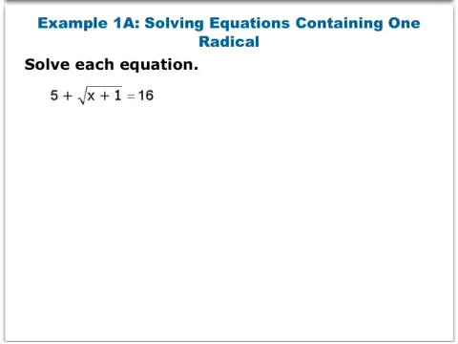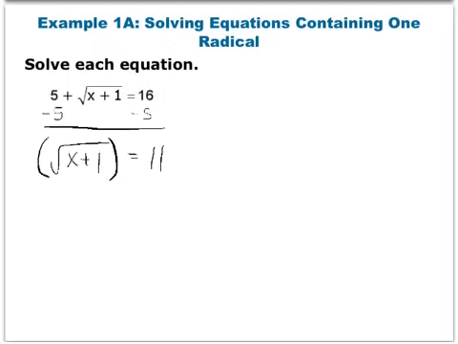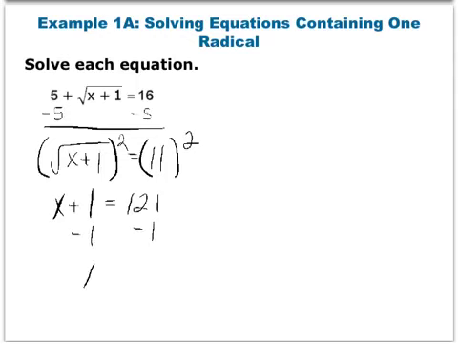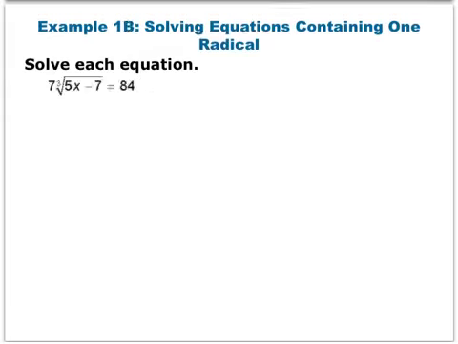Okay, our first step was to isolate the radical. So I have the square root of x plus 1 equals 11. It's a square root, so I want to square both sides, and I have x plus 1 equals 121. Minus 1, x equals 120. Okay, let's try another one.